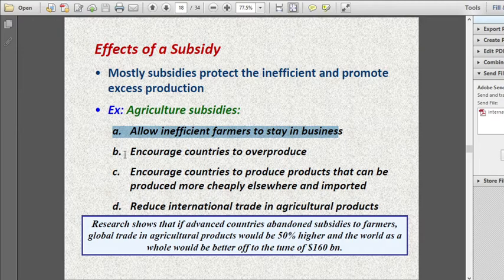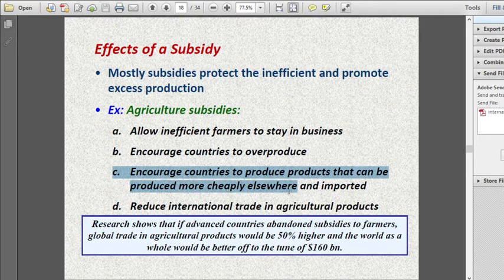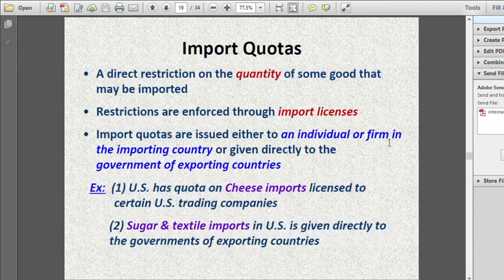Number 2, encourage country to produce or to overproduce. Number 3, encourage country to produce product that can be produced more cheaply elsewhere and imported. And then for the last one, to reduce international trade in agricultural products. Dapat ganito na lang ang ginawa ng gobyerno, no, para tayo pa rin yung one of the leading players in rice sa Asia. Sadly, hindi ganon ang ginawa.